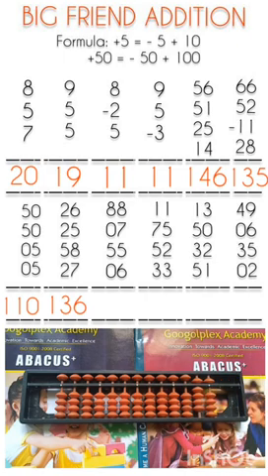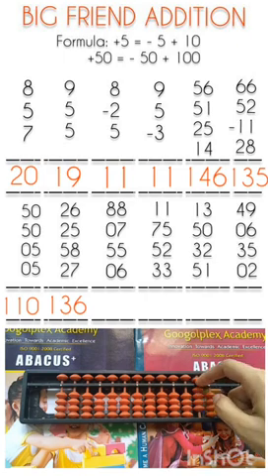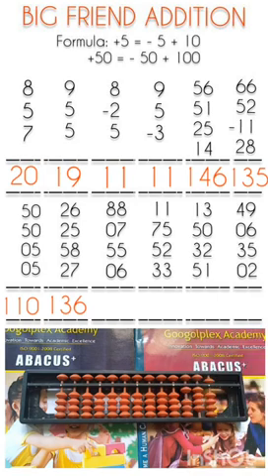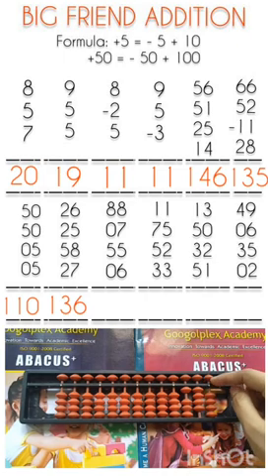Now next number is 55. Addition of 50, as we can see, is not possible directly. Apply the formula. Minus 50 plus 100. Addition of 50 done. We have to add 5 also. Addition of 5 is also not possible directly. Apply the formula. Minus 5 plus 10 on tens rod.